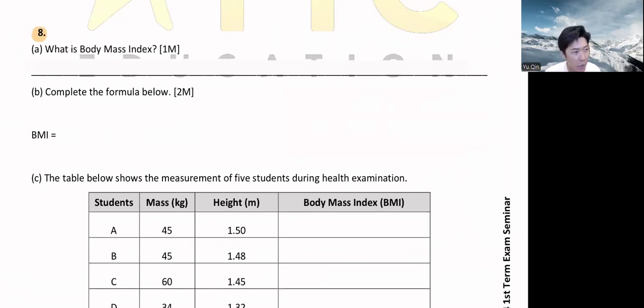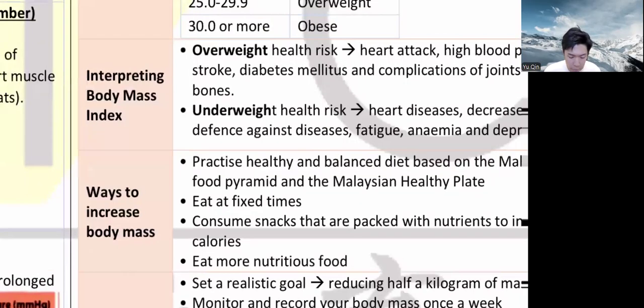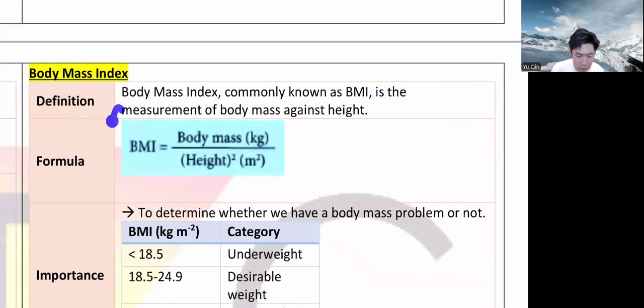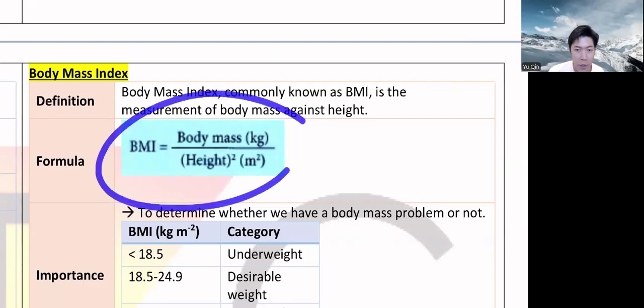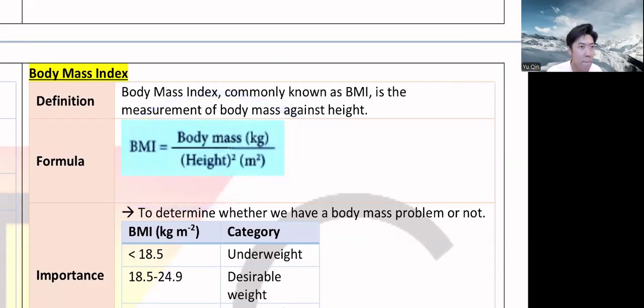So first will be the definition. Okay, let's copy this down. So body mass index is the measurement. Yeah, so basically this is a definition. So body mass index refers to measurement of body mass against height. Then might as well you write the formula also. I think the next question is asking for the formula.